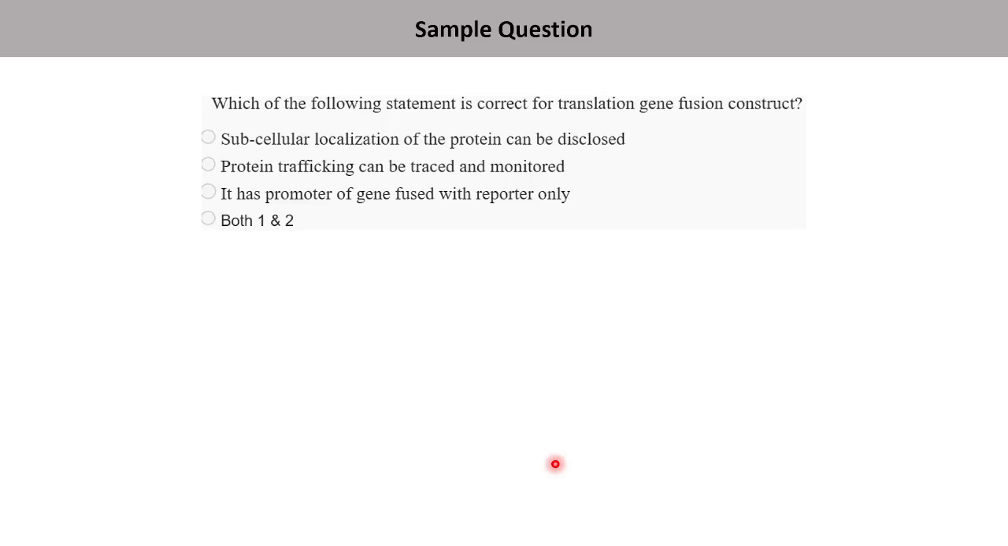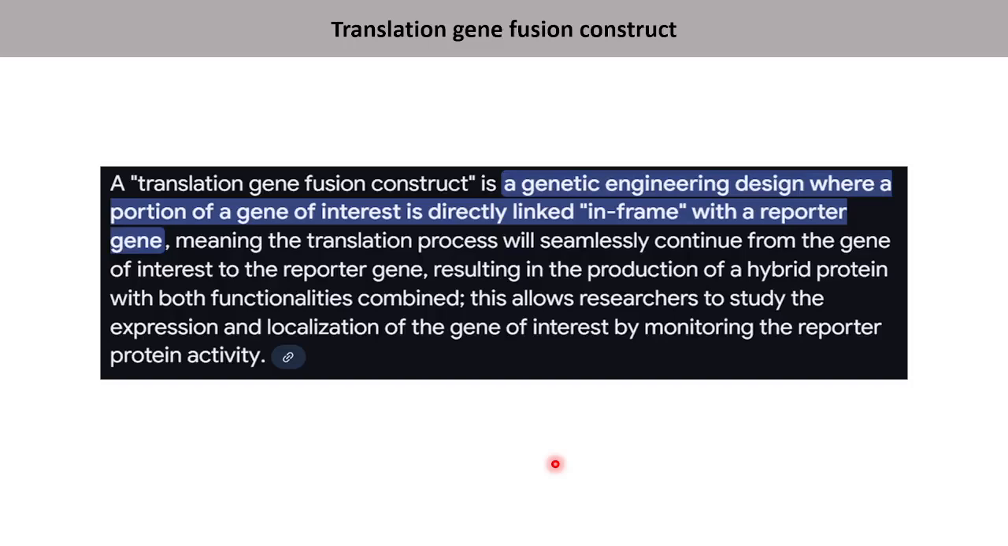Okay, so we'll just move ahead to the answer. So for this, let's first understand what translational gene fusion construct is. A translational gene fusion construct is a genetic engineering design where a portion of the gene of interest is directly linked in frame with the reporter gene. So, if we say that any kind of gene is directly linked in frame with the reporter gene, let's first understand what a reporter gene is.